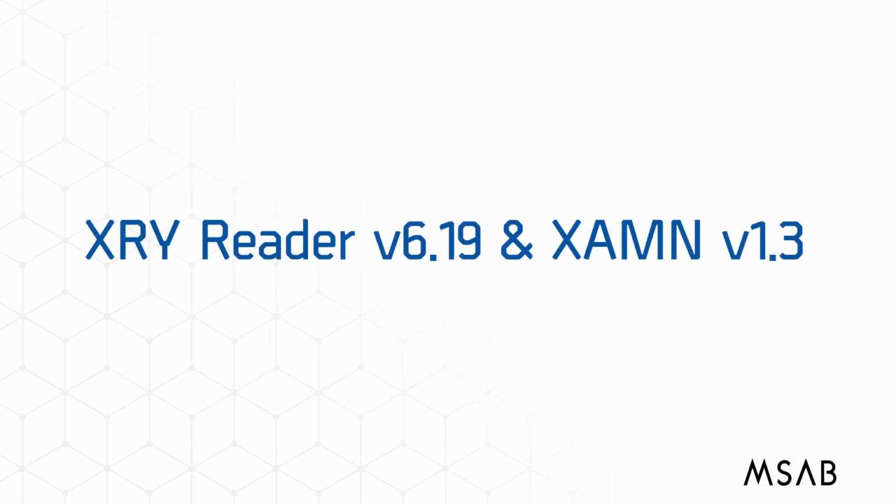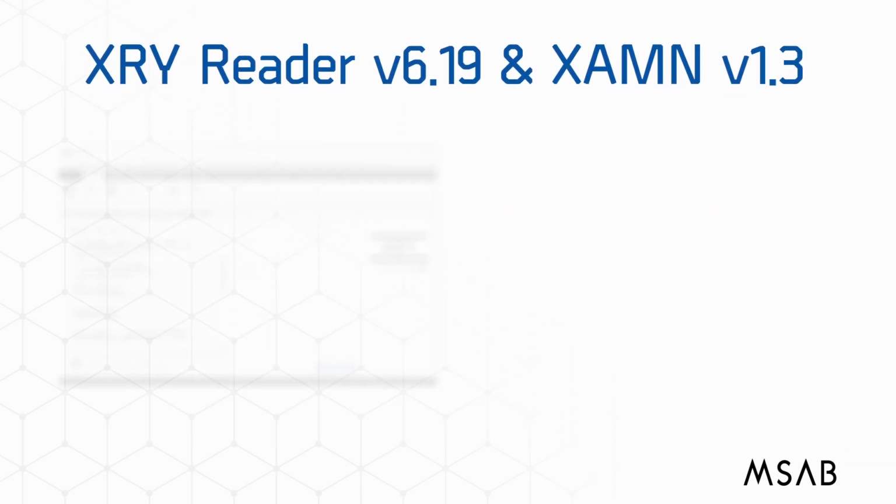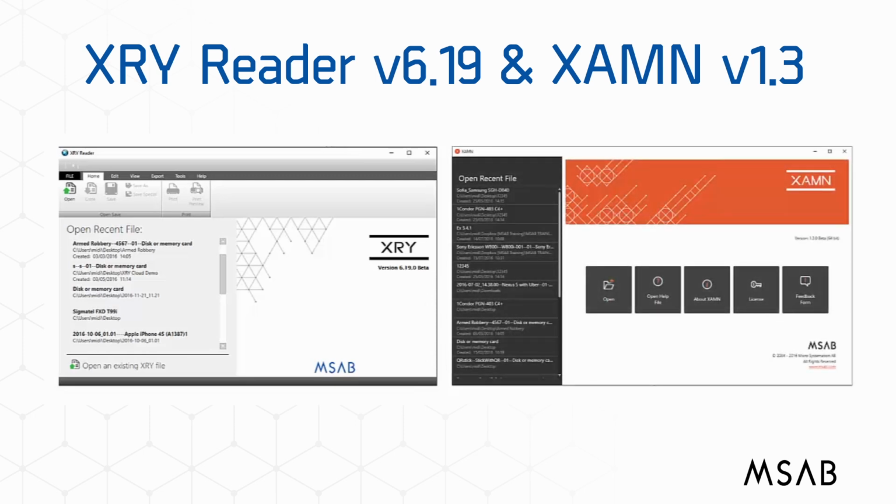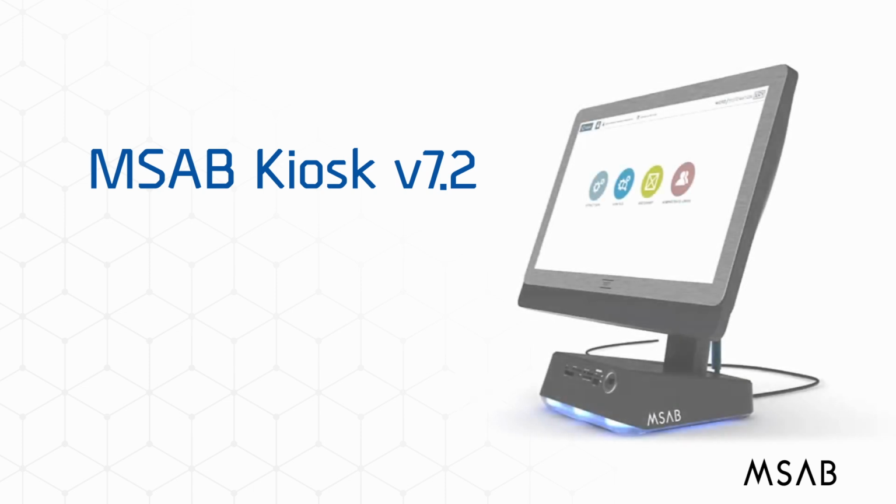XRY 7.2 comes pre-bundled with the old XRY Reader version 6.19 for those of you who prefer to stay with that format, and also the new Examine version 1.3 for those users who'd like to try out our new beta software. Also, just to point out, the MSAB kiosk version 7.2, which will be out in the beginning of 2017, will be a new pure 64-bit version with enhanced support for XRY Director functionality for networking of forensic devices.